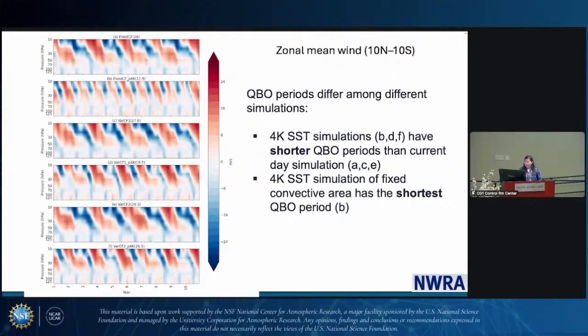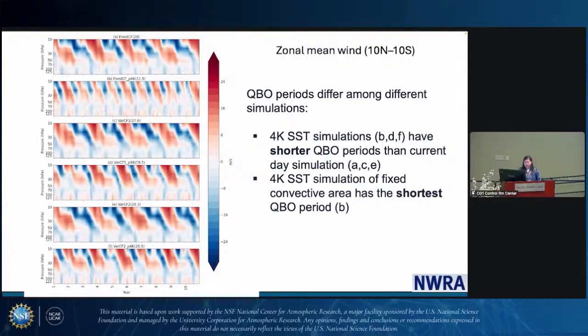And here, showing the zonal mean wind average within 10 degrees north to south. Panels 1, 3, and 5 are for the present day simulation, and panels 2, 4, and 6 are for the 4K SST simulation. And you could see that the period of this QBO signal gets shorter for the future 4K SST simulation compared to the present day simulation.